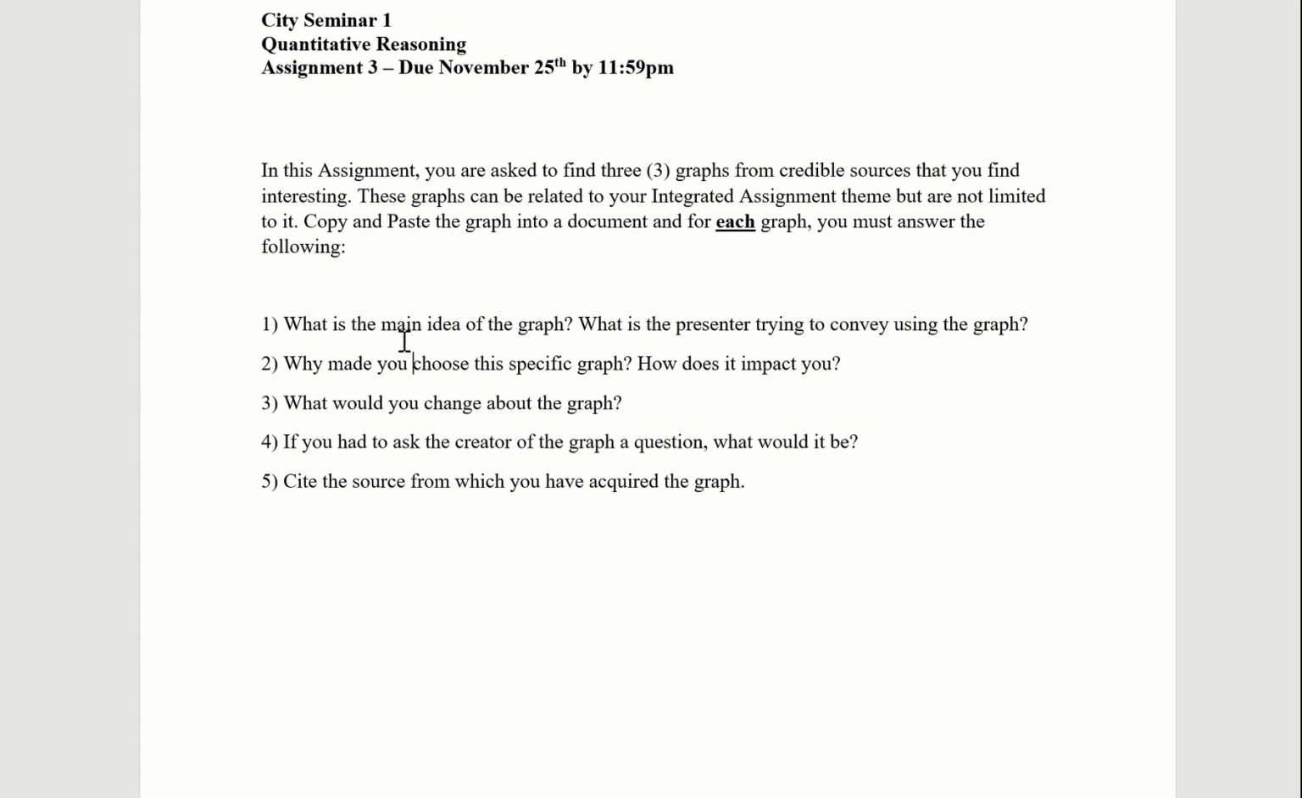First question, what is the main idea of the graph? What is the presenter trying to convey, right? So what are you trying to get out of the graph, right? What's so important about it, right? What is it trying to tell us, right? In a sentence or two, describe that, right?